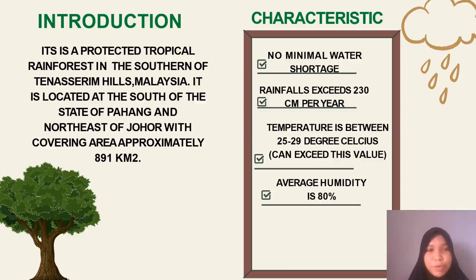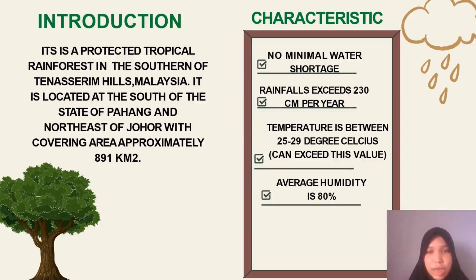So firstly, I'm going to introduce this place briefly. It is a protected tropical rainforest in the south of Peninsular Malaysia. It is located at the south of the state of Pahang and northeast of Johor, covering an area of approximately 891 km square. And second is about the characteristics of this place, because this is a lowland tropical rainforest.